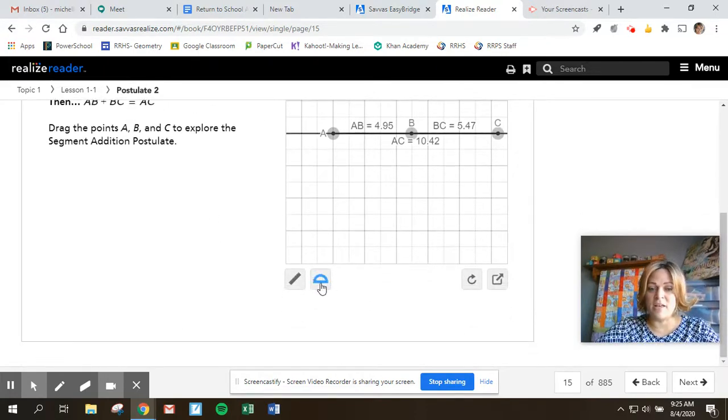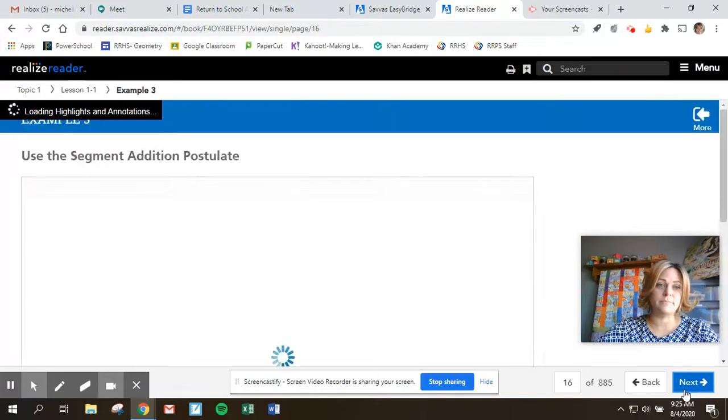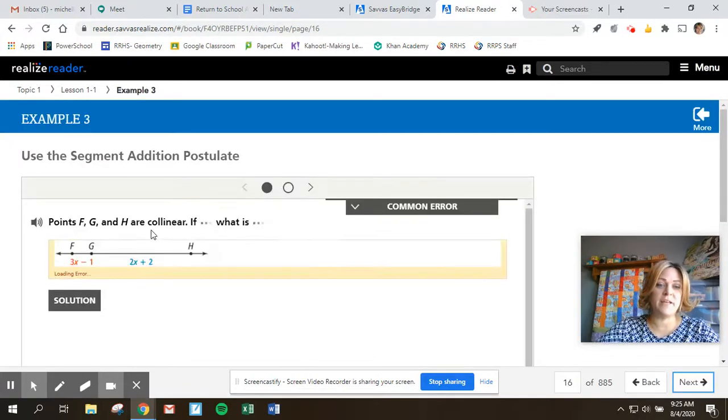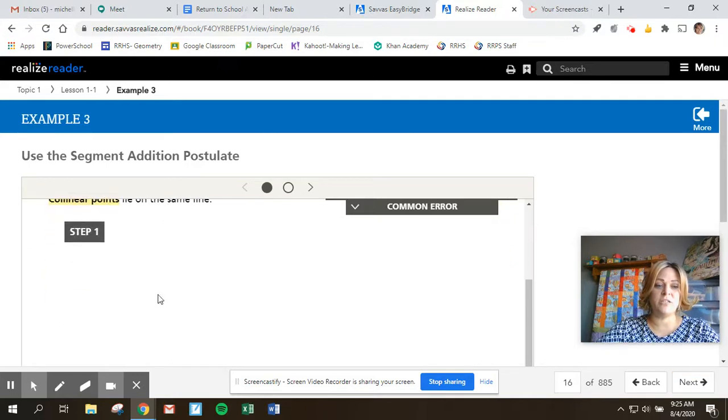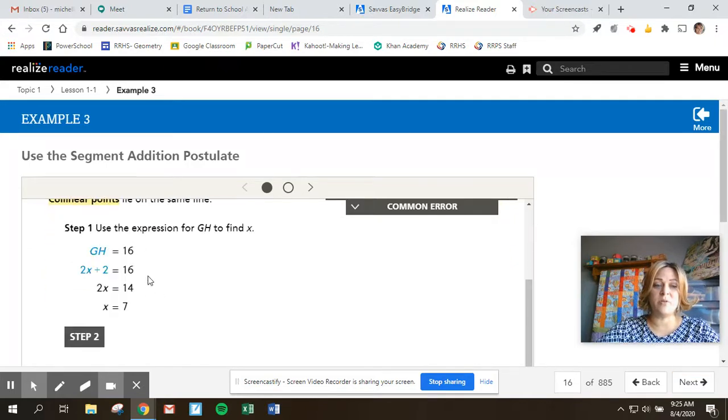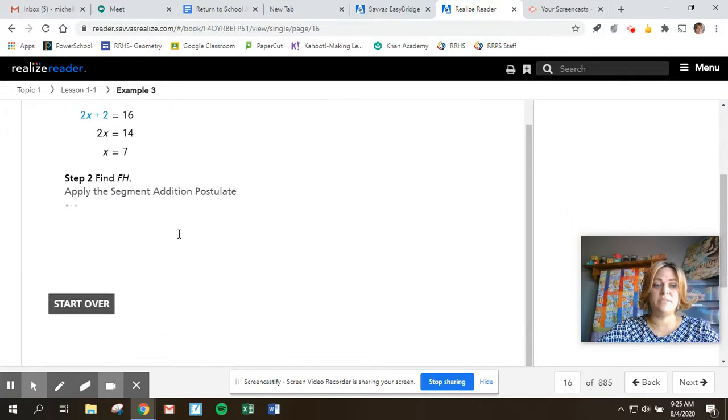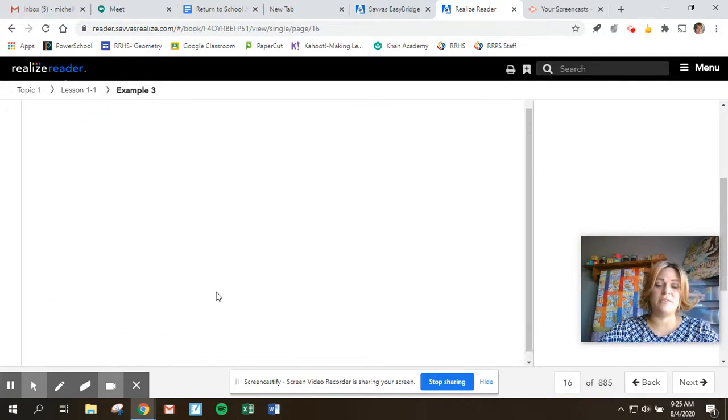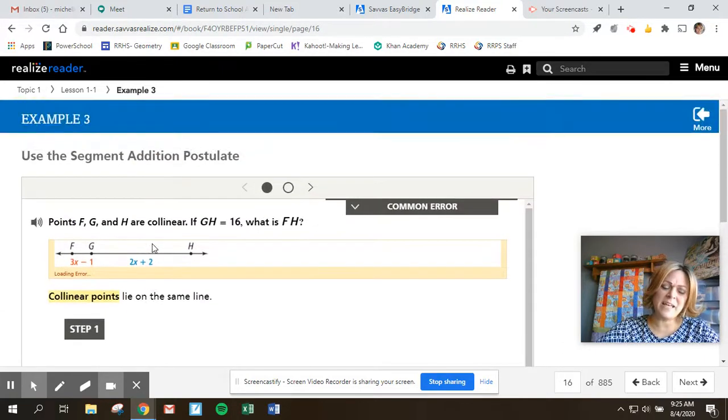Depending on the problem, they have different tools at the bottom. Okay, example 3. Again, it's an example, so it will give you the picture, it will give you the solution, and in this one, there are multiple steps. So step 2, and then you can start over and be like, okay, how did that happen again? And I mentioned this, but collinear means they're on the same line. This one is a little bit more advanced because it's going to have some algebra involved.